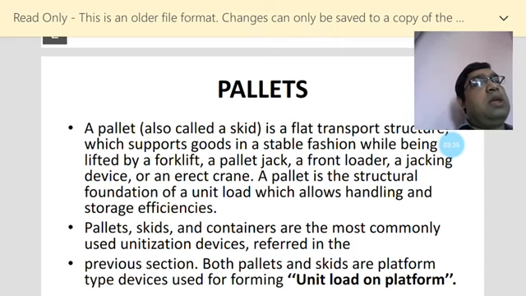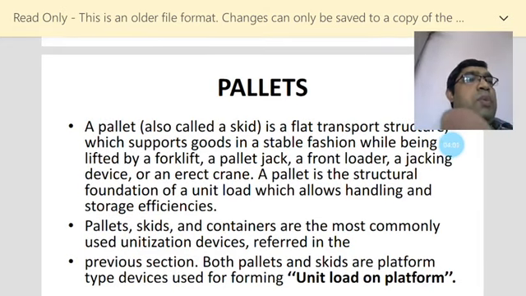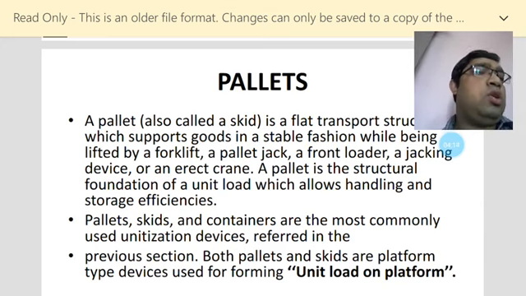With the front loader, for example, we can see a fruit buyer or fruit seller first transferring goods to the storage or sitting place, and there the goods are supported on the skids. The fruit basket is placed on the pallet, and another jacking device, or an erect crane, can also be used with the pallet.